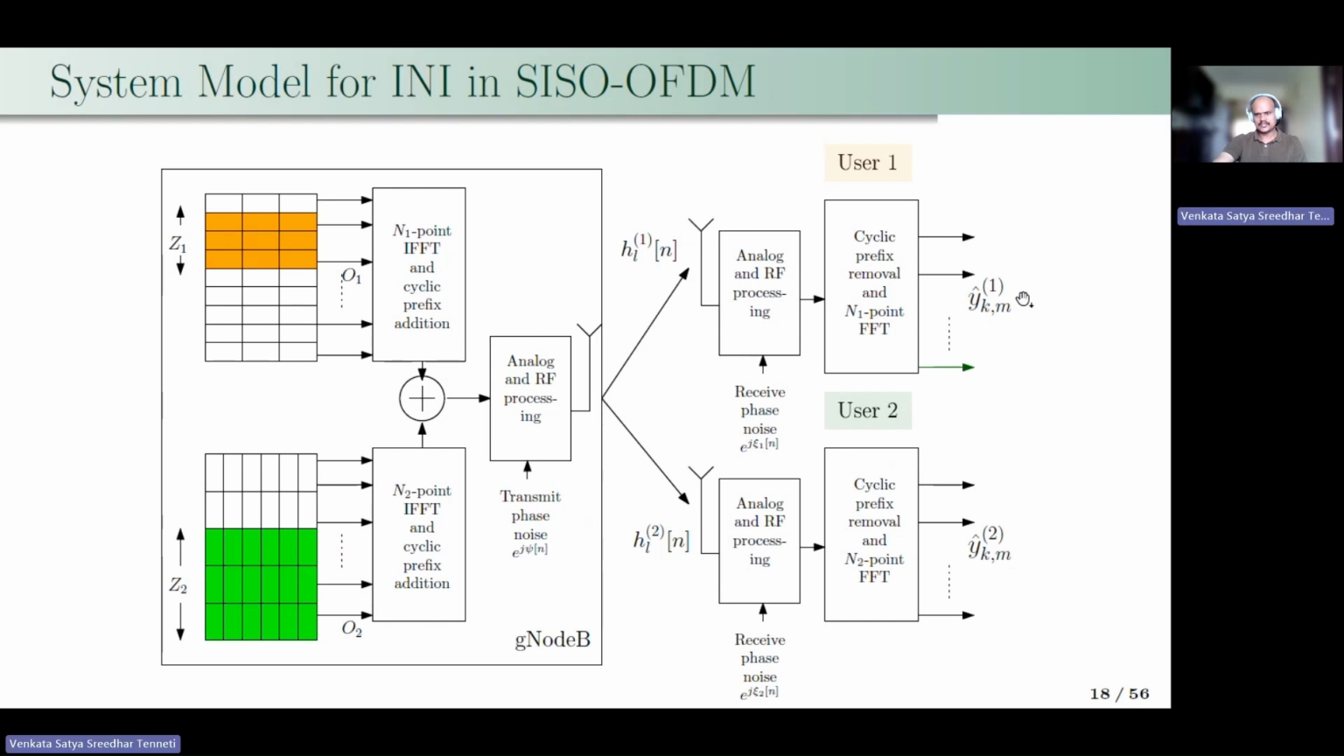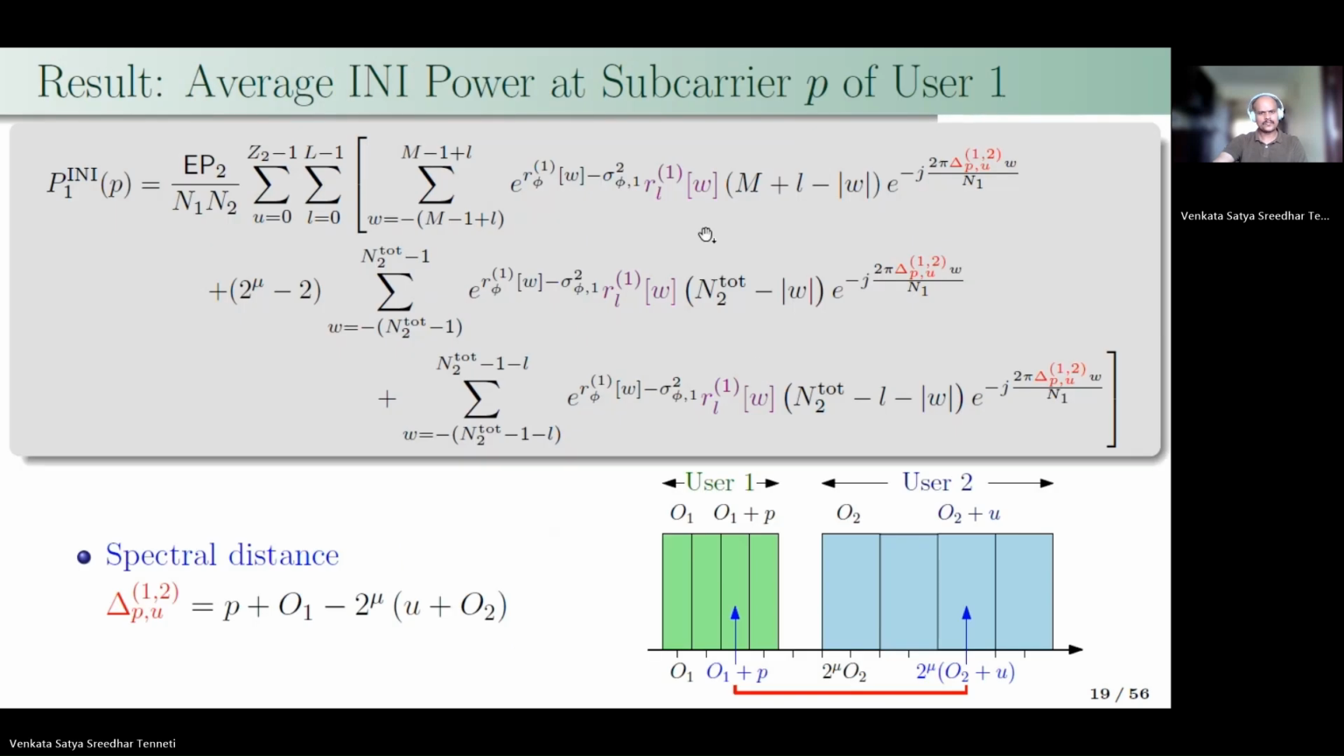The analysis of the ICI component we have already seen earlier. Now we'll focus on the INI component. We are interested in computing the power of the INI component at all the subcarriers for both the users. So this is our result related to INI, which shows the average INI power at subcarrier P of user 1. This is quite a lengthy expression.